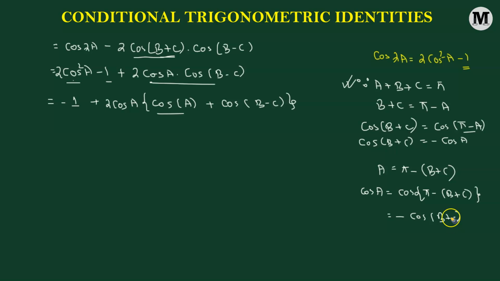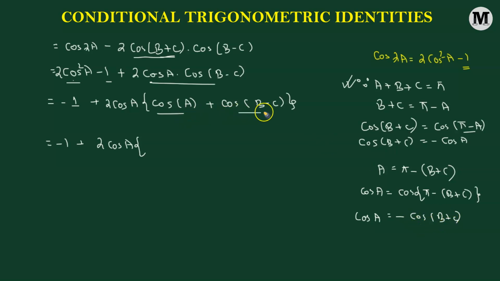Again, we are taking care of the fact that pi minus some angle B plus C means we are in the second quadrant where cosine function is negative. Meaning, in other words, we can replace cosine of A with negative cosine of B plus C. Let's do that. We have negative 1 added to 2 times cosine of angle A multiplied to, so cosine of A is a negative cosine of B plus C.